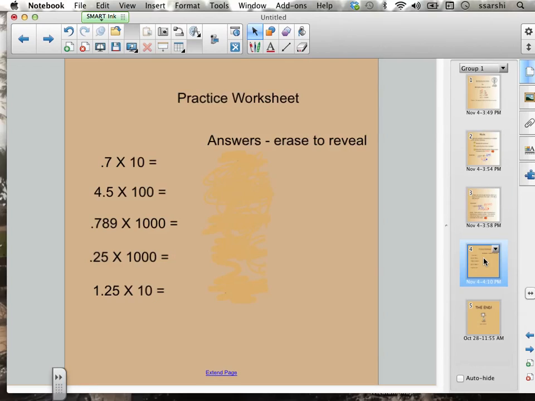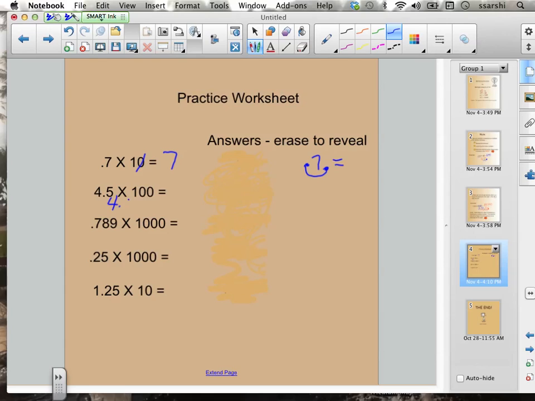So let's practice with a few numbers. I was trying to match the ink and didn't quite do it, but it will work. 0.7 times 10. You rewrite the number, you count the zeros, you move the decimal to the right, and we'll erase at the end to see what our answers are. But this answer, let's say, is 7. 4.5 times 100. Let's try it here. 4.5, count the zeros, move it 1, 2 places to the right. So I have an answer of 450.